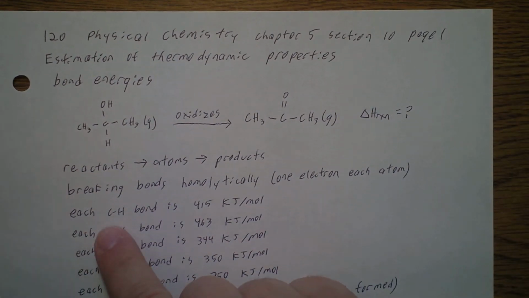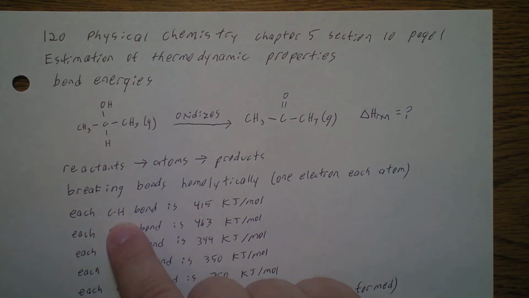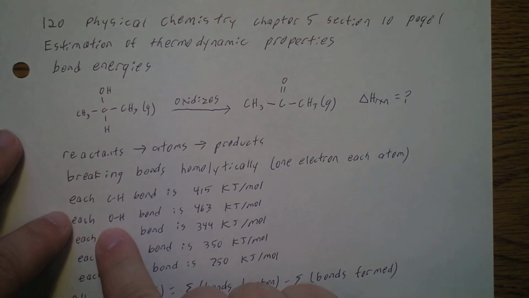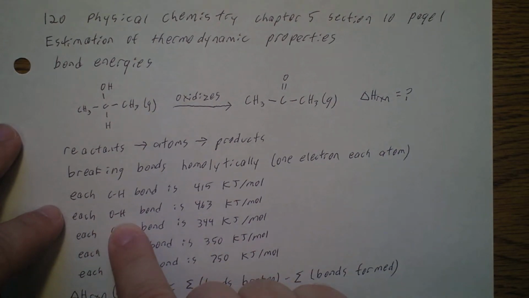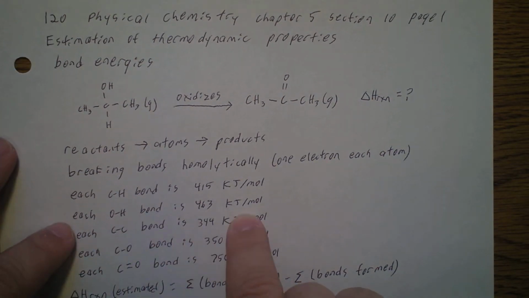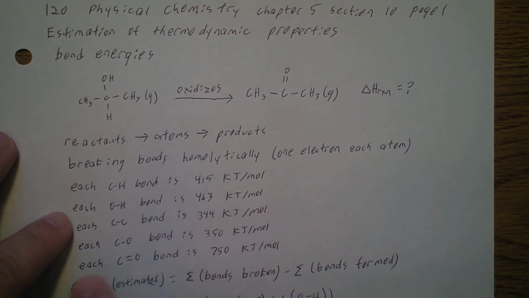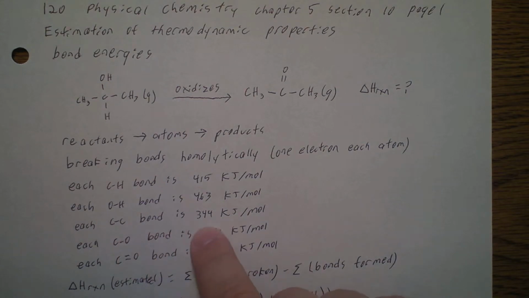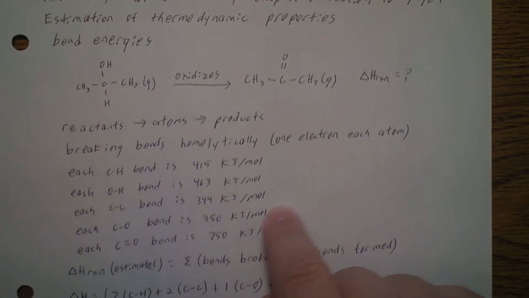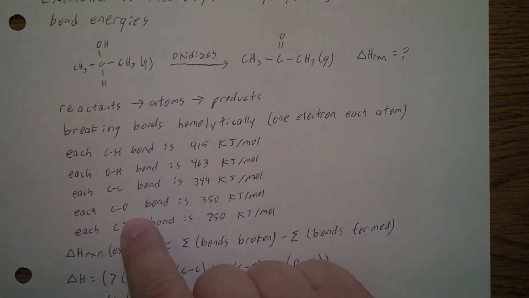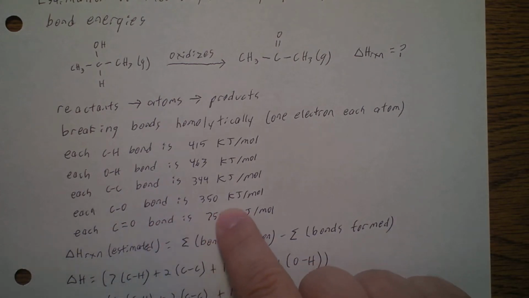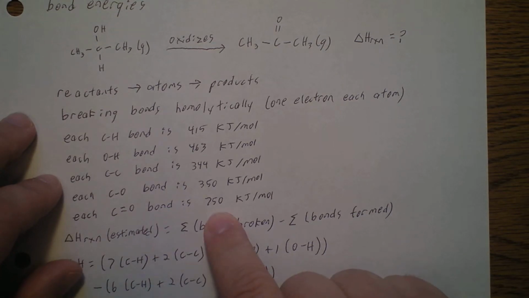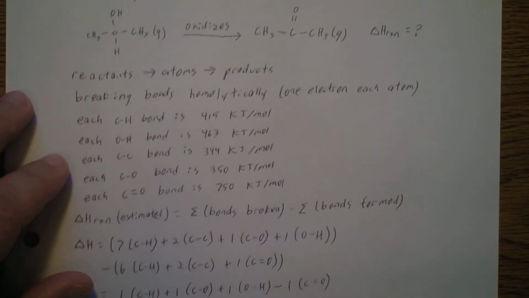So we can just say, okay, the typical bond between a carbon atom and a hydrogen atom is about 415 kilojoules per mole. The typical bond from an oxygen atom to a hydrogen atom is about 463 kilojoules per mole. And likewise, a typical carbon-carbon bond would be about 344 kilojoules per mole. And for a typical carbon-oxygen single bond, it's going to be about 350 kilojoules per mole. And then a carbon-oxygen double bond, let's say, is about 750 kilojoules per mole.